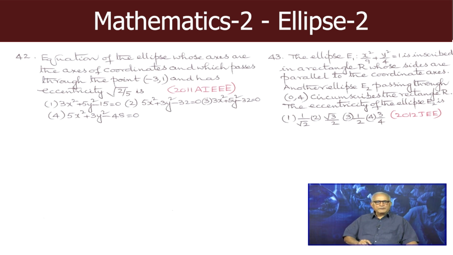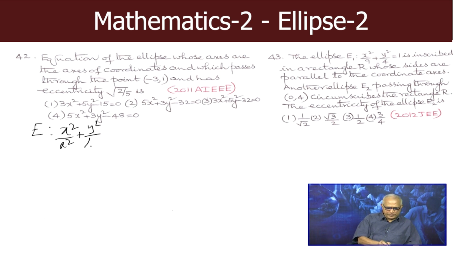Well, suppose the ellipse equation is x square by a square plus y square by b square equal to 1, EAPCET paper of 2011. This passes through (minus 3, 1). That means 9 by a square plus 1 by b square equal to 1. Eccentricity is square root of 2 by 5. That means e square is 2 by 5, which is equal to (a square minus b square) by a square.